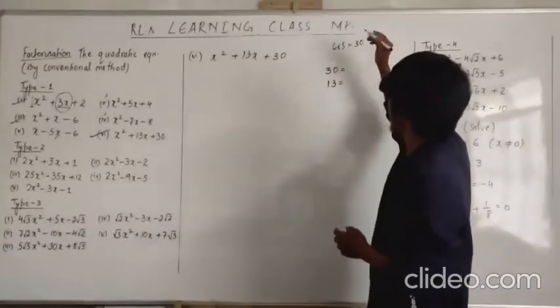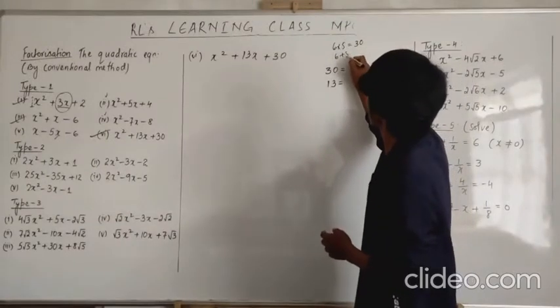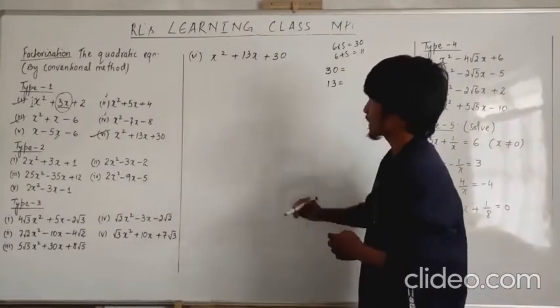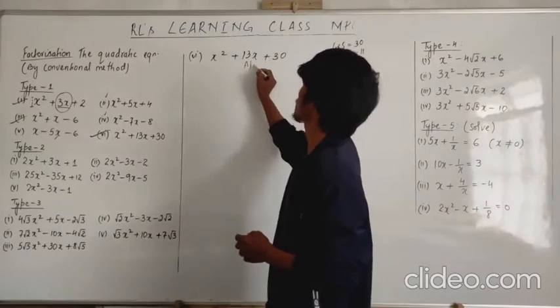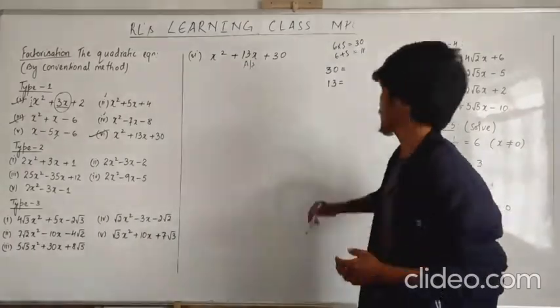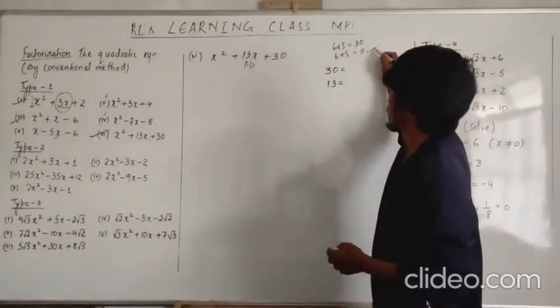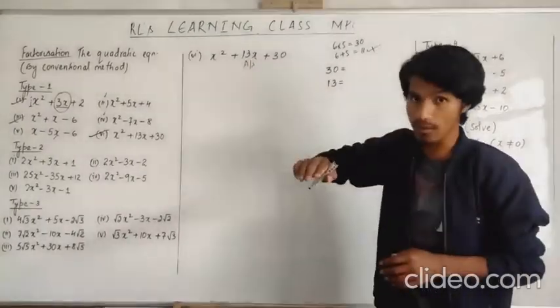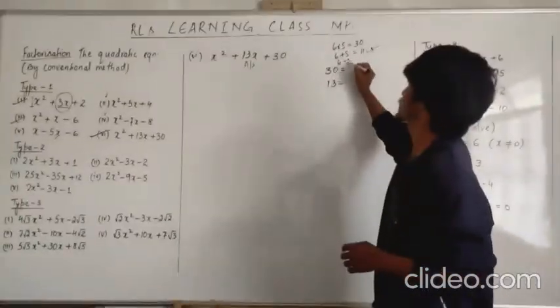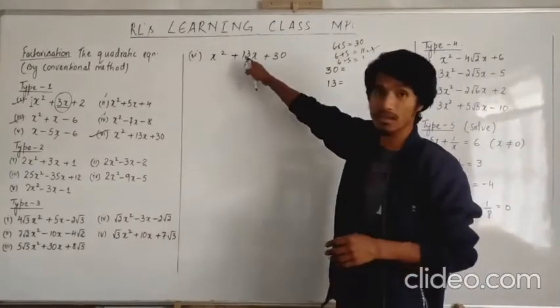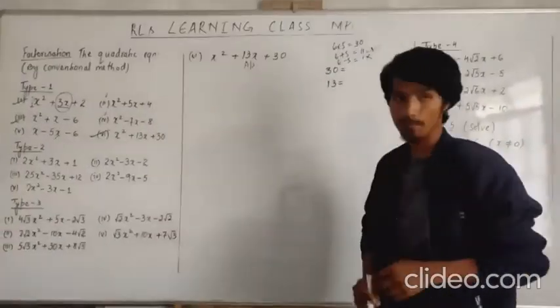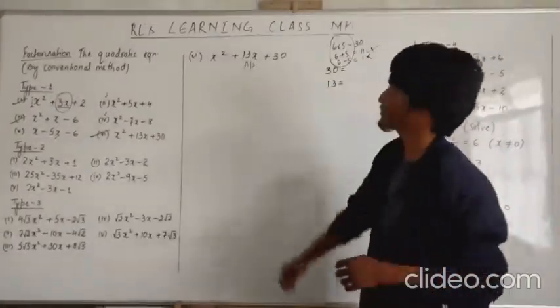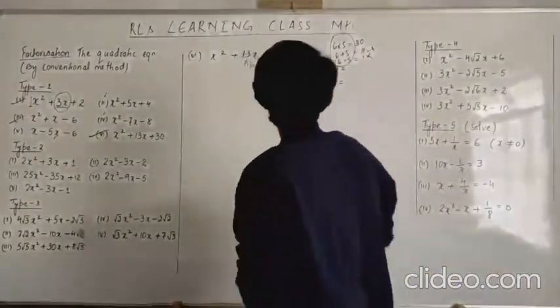But 6 plus 5 is equal to 11. Because I told you we have to add or subtract. Now 6 plus 5 is equal to 11. But here is 13. Then wrong. We cannot use this one. Then we take 6 minus 5. We got 1. But here is 13. Then again this we cannot use. Then this 6 and 5 is not possible.